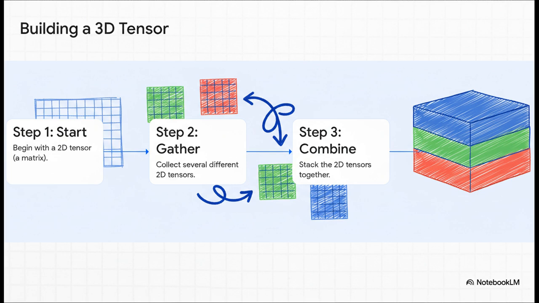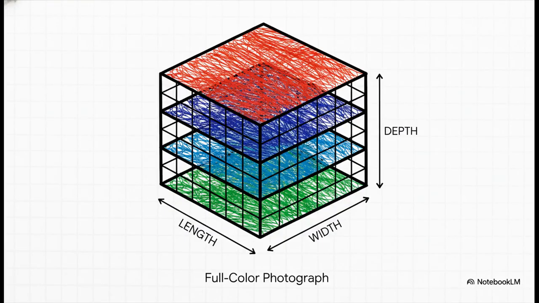Then you just stack them right on top of each other. And that stack, that is our 3D tensor. It has length, it has width, and now it has a third dimension, depth, with one layer for red, one for green, and one for blue. And that's it. That is how a computer sees a full-color photograph, as a single, three-dimensional cube of numbers.